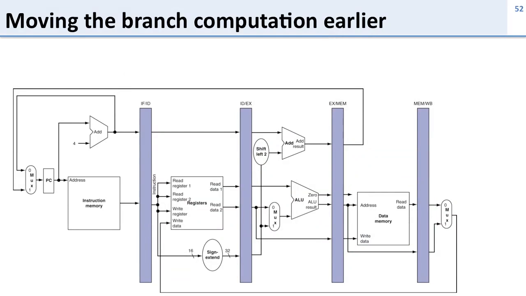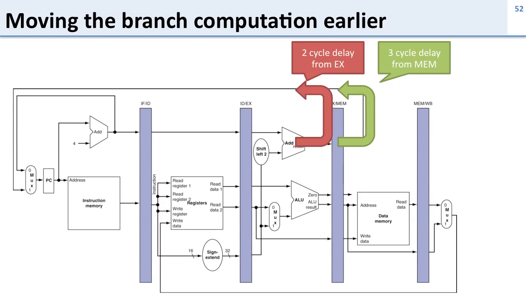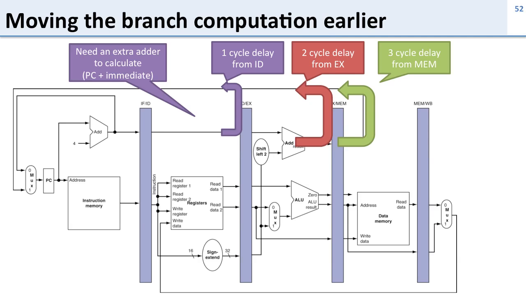So let's talk about how we move this branch computation earlier. So currently we have it all the way over here in the memory stage, and we have a 3-cycle delay. We could move it to the execute stage and have a 2-cycle delay, but we're going to be really aggressive, and we're going to try and move it to the instruction decode stage to have just a 1-cycle delay. So what do we need to do this? Well, the first thing we need is an extra adder to calculate the PC plus immediate. So we can put in the adder there, take our immediate value, and take our next PC value, and then we can send that back to the mux that decides if we're doing the branch.